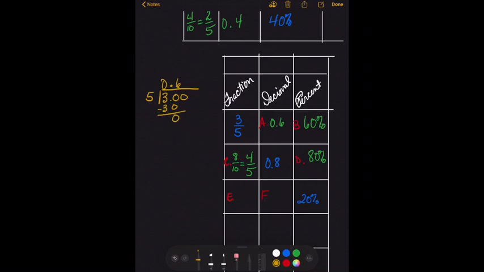Okay, 20%. Written as a decimal, we divide by 100. So we move our decimal to the left twice, and we get 0.2. And writing it as a fraction, it would be 2/10. We can divide each of those by 2, so we get 1/5.